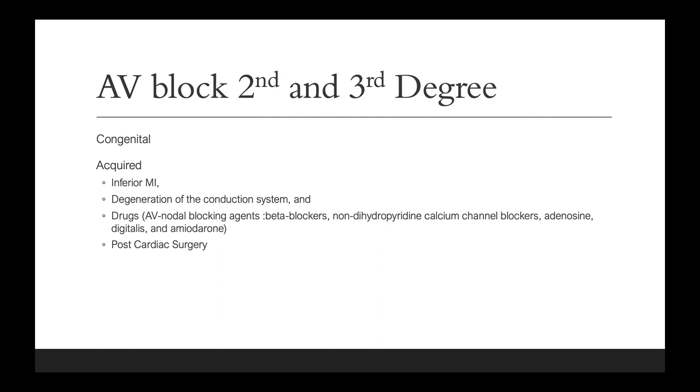AV block, second degree and third degree. AV block could be either congenital, or you could have acquired causes like inferior wall MI, or degeneration of the conduction system of the AV node, or AV node blocking drugs, beta blockers, again verapamil, diltiazem, adenosine, digitalis, amiodarone, or again post cardiac surgery. So all these causes could cause a damage to the AV node, resulting in the pattern of AV block 2nd degree and 3rd degree on the ECG.